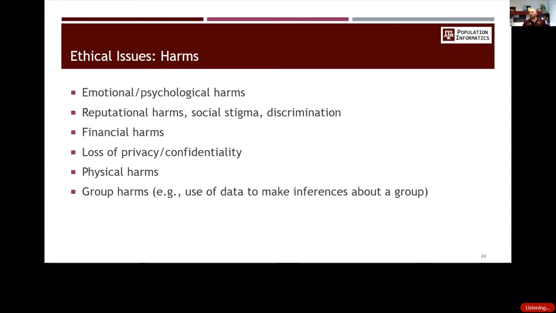Next are group harms. When we learn something in research about a small sample, one of the things we like to do is to be able to generalize that knowledge to broader populations. In the realm of data science, it means that if I know or can draw inferences about people like this, then that might affect a larger group.